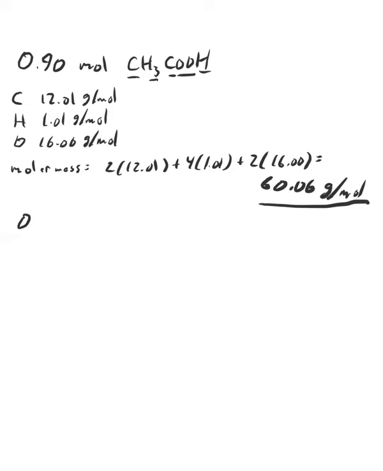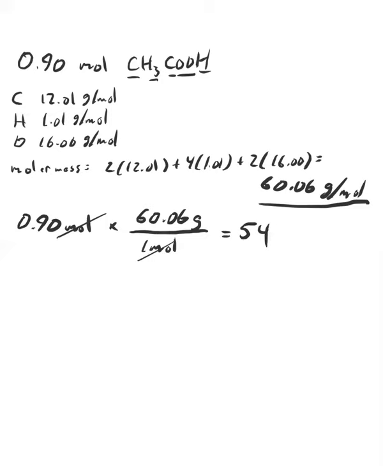So 0.90 moles times 60.06 grams per mole. I put 1 mole, 1 mole is per mole. Moles cancel. So it's going to be around 54 grams or something like that. 0.9 times 60.06 is 54. I guess we'd stop there, right? Because they only gave us 2 sig figs here, so 54 grams. And that's your acetic acid.